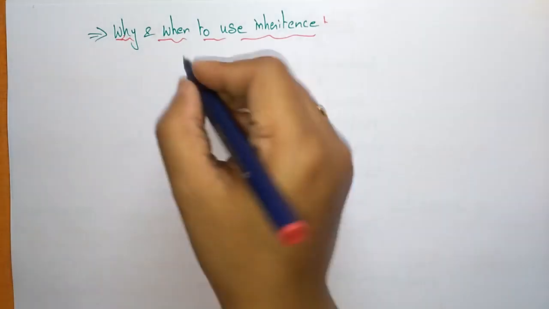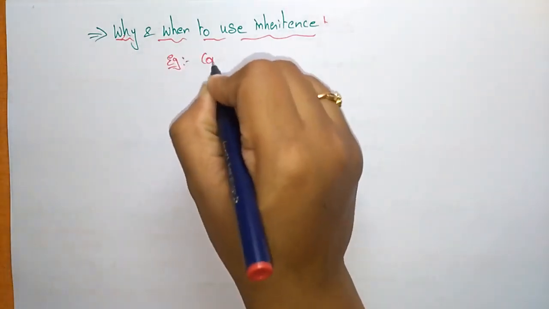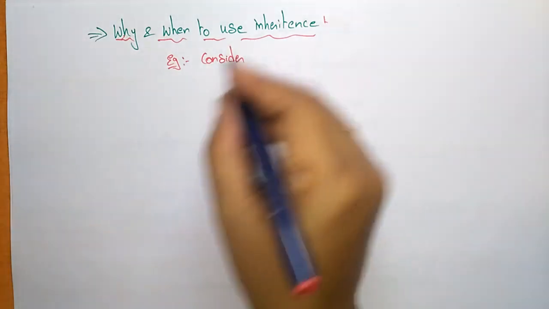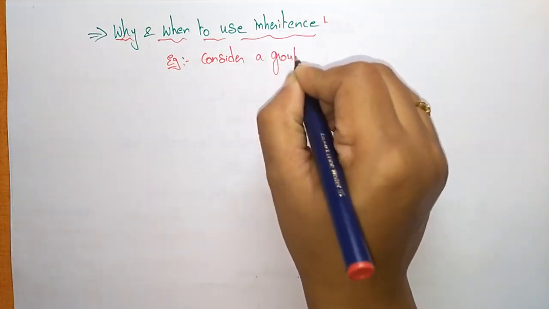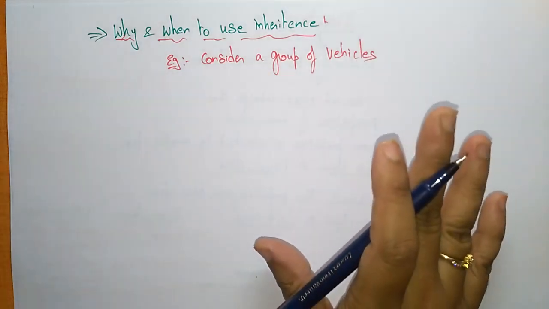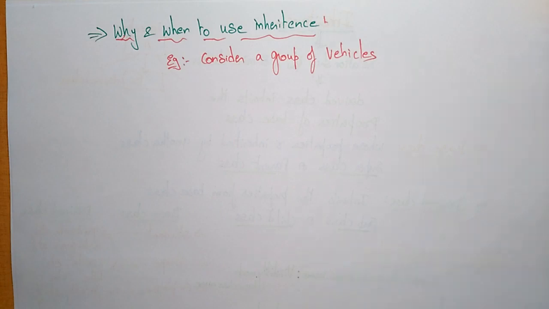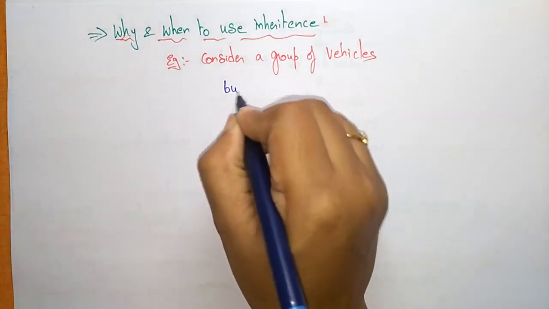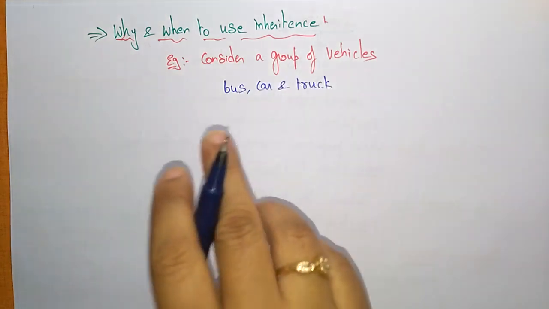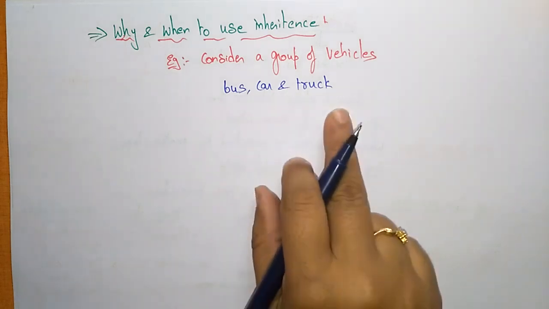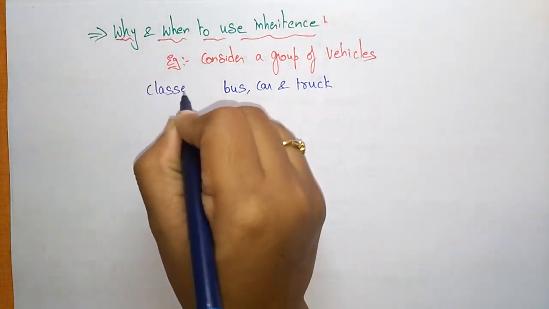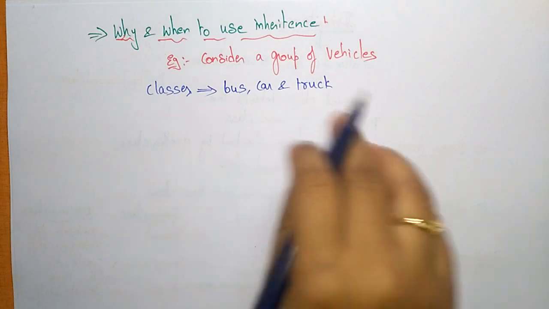Consider a group of vehicles. With the help of this example, I'll explain why we use inheritance and when we use it. The group of vehicles may be bus, car and truck. So I have taken three vehicles, and we have to create classes for bus, car and truck.